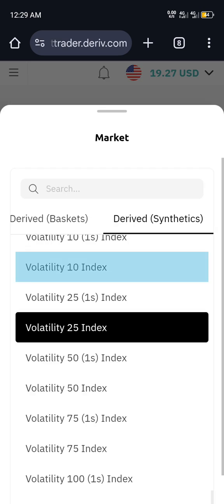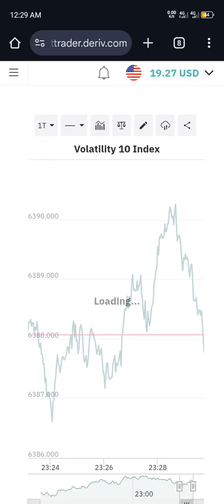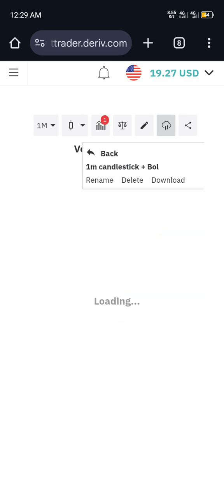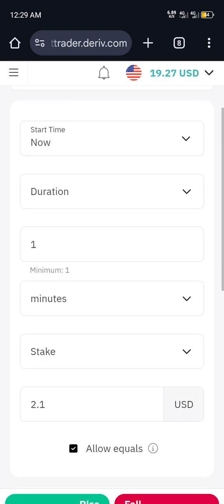Move to 10 index. It is retracing. It has gone far.